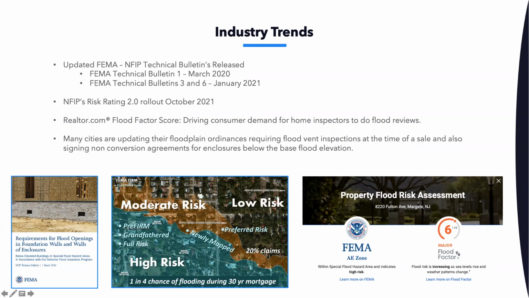And then also many cities across the country are starting to update their floodplain ordinances. Now, this doesn't necessarily affect an existing structure, but this absolutely affects any new structures that are being built in the flood zone as they're starting to adopt these technical bulletins that I just mentioned above.